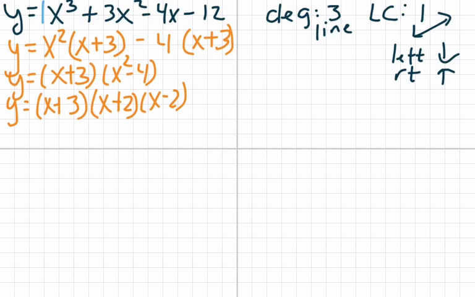If I have a factor of x plus 3, then I have a root of x equals -3. If I have a factor of x plus 2, I have a root of x equals -2, and a factor of x minus 2 gives me a root of 2. I know from a few lessons ago that if a root appears just once, then it will cross. So this particular polynomial is going to cross at -3, -2, and 2.